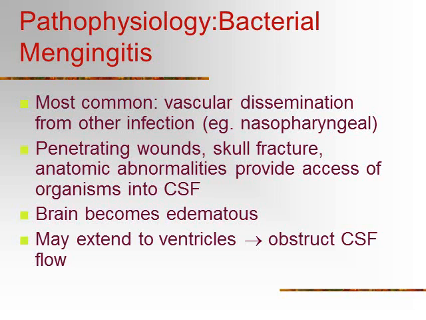Okay, so the pathophysiology of bacterial meningitis. So the most common way is vascular dissemination from other infections. So maybe they have like a cold, and then they get a sinus infection, and from that area, it disseminates into the brain from the sinuses. Or it could be from penetrating wounds, a skull fracture, anatomic abnormalities. There's just some way that bacteria can access and get into the CSF.